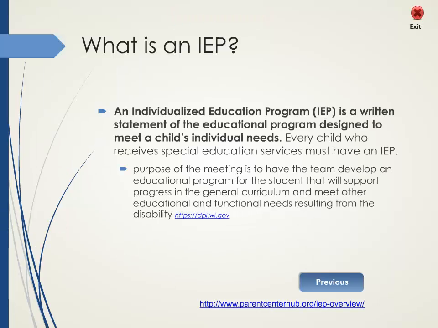IEP stands for Individualized Education Program. The IEP is a written document that describes the educational plan for a student with an identified educational disability. The Individuals with Disabilities Education Act, IDEA, requires that each student with a disability who receives special education services have an IEP written for him or her at least annually. This educational program helps the school meet the student's special needs.